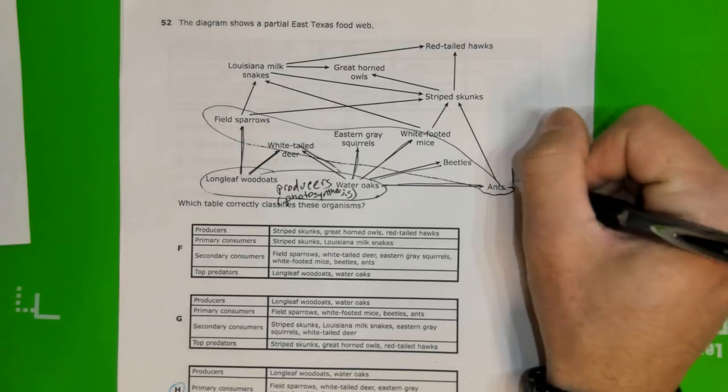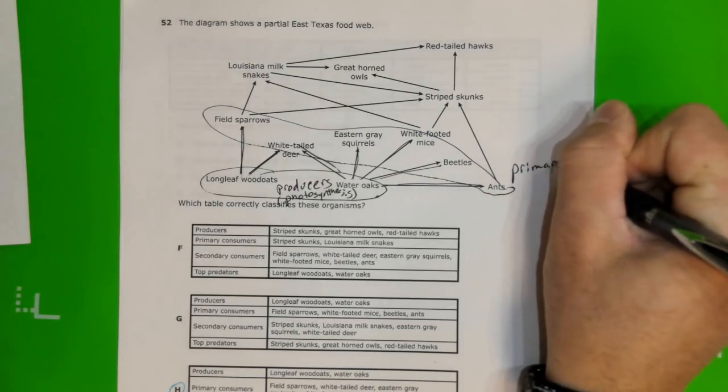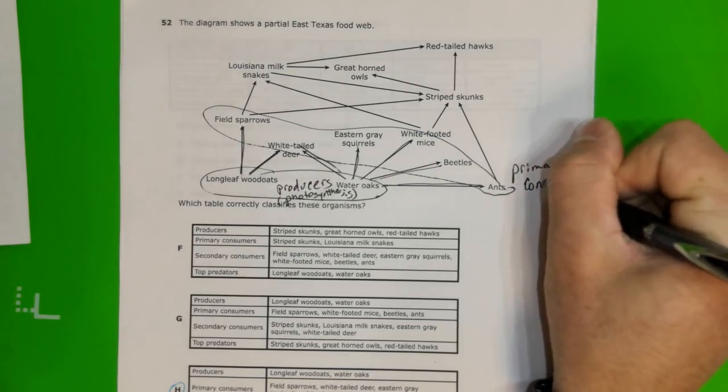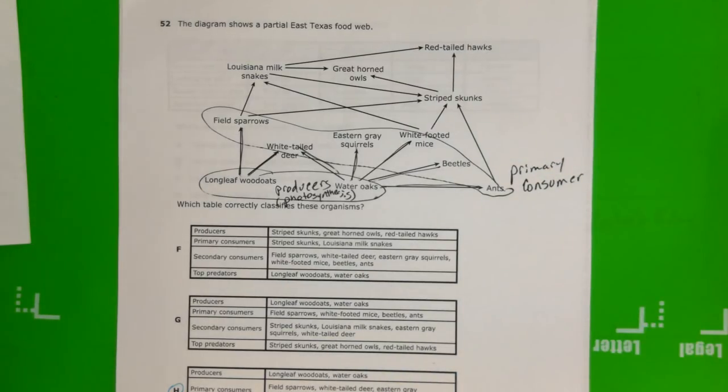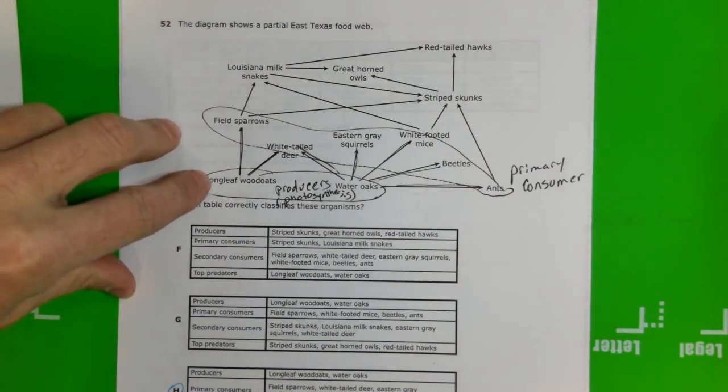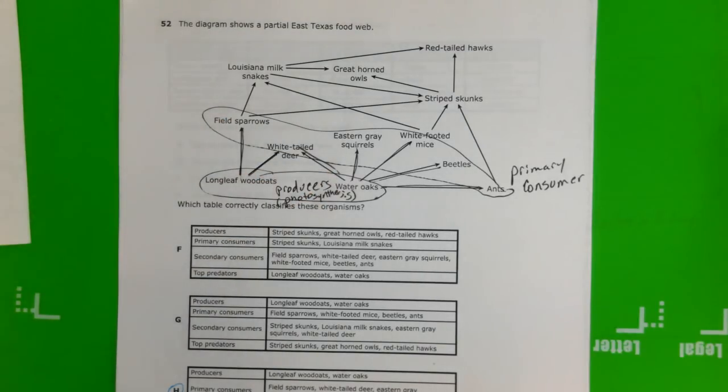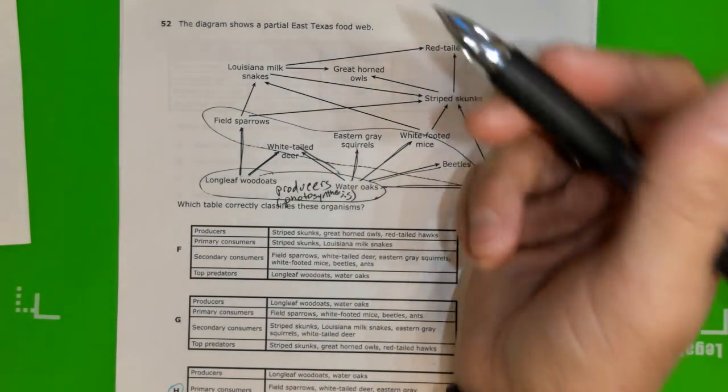So these things that only have one arrow going to them, these are going to be what's called our primary consumers, because they only consume grass. They don't consume anything else. They only have one arrow going to them, so they only consume longleaf wood oats and water oaks. I mean grass, obviously, and stuff like that. But according to this food web, that's all that they consume. So then we go up to the next level.